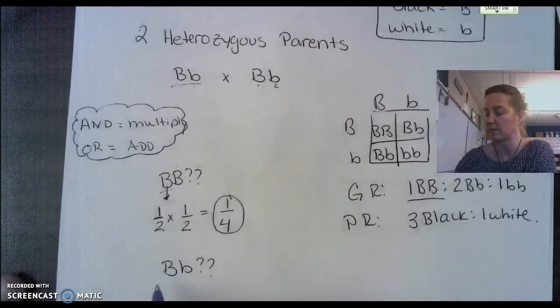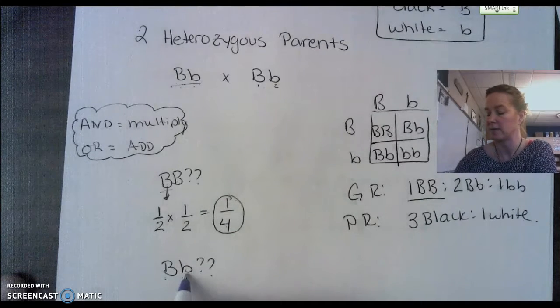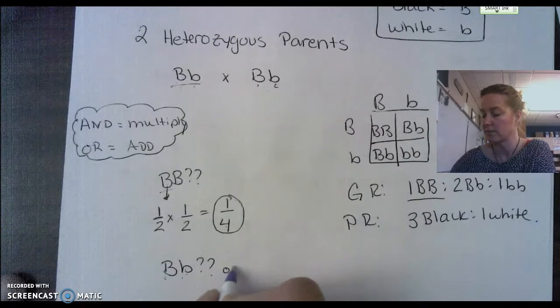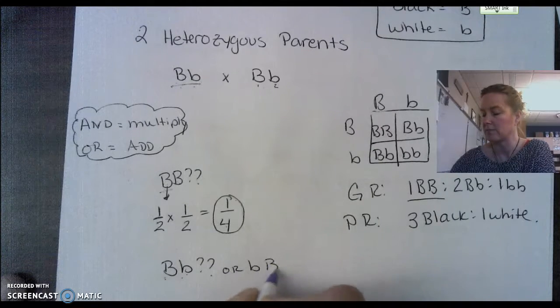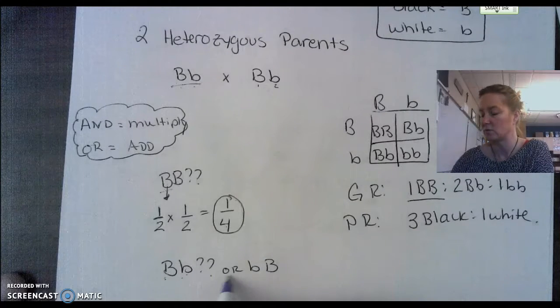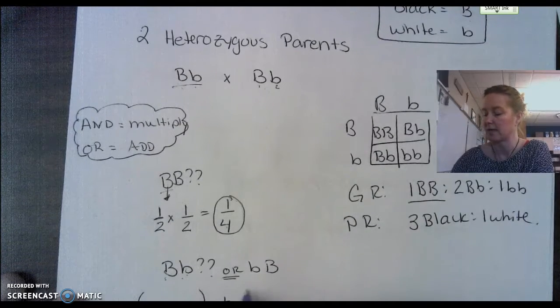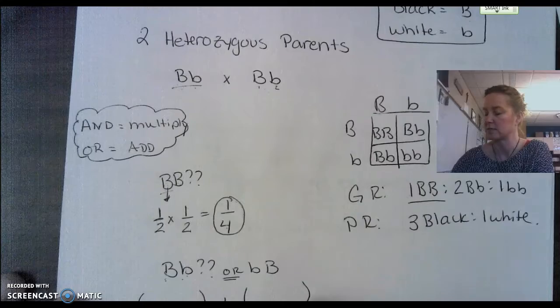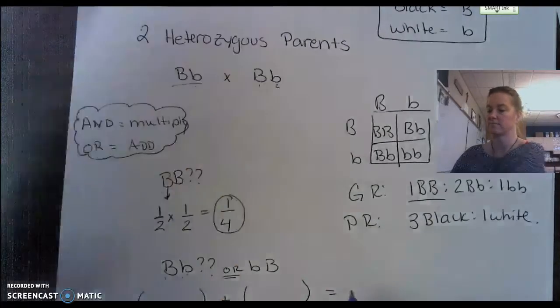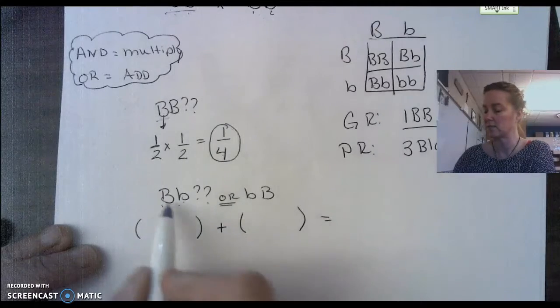All right, now the thing that we have to remember about big B, little b is that there's 2 ways to get this. I can be big B, little b, or I can be little b and big B. All right, so what does that mean? Well, I see the word or right here, so this implies that I'm going to add these numbers together to get my total. Okay, so let's start at the beginning again then.